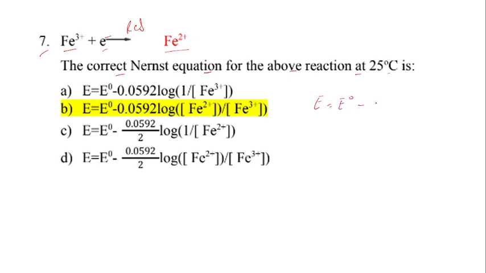E0 minus 0.0592 log of the concentration of product over the concentration of reactant. The product is Fe plus 2, so it will be Fe plus 2 concentration; sometimes we use activity. And the reactant is Fe plus 3. So this is the right answer. You can write the Nernst equation like that.